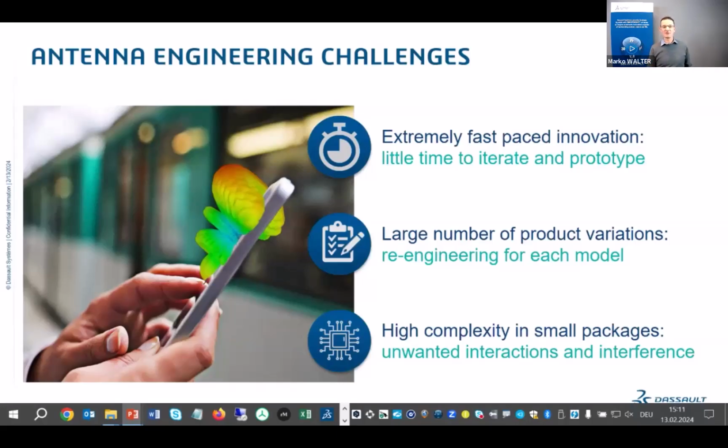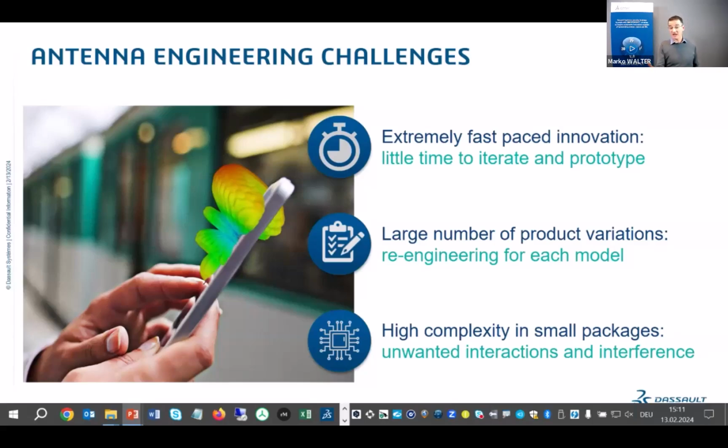There's very little time to iterate, to test new prototypes. We also expect a large number of product variations to suit all our different tastes, but those variations, of course, have implications again for the design of antennas. Finally, we expect devices with more and more functionality. Standalone digital cameras and music players are pretty much niche items today. We want integration, but that causes high complexity in a small package, resulting in potentially unwanted interactions and interference between systems. Again, this poses challenges for the design of the antennas in the context of their devices.